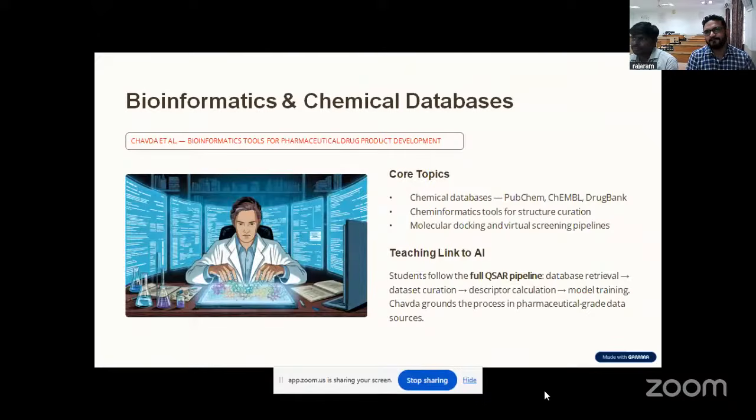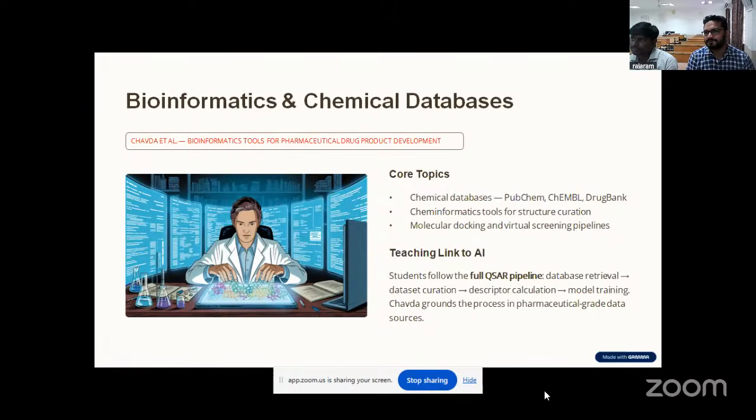Next topic is bioinformatics and chemical databases. I found here the Chavda et al. article. It's a very good article, Bioinformatics tools for pharmaceutical drug product development. It is available online. The core topics they mention are PubChem, chemical data bank and drug bank. Sometimes you can go for the receptor bank, also PDB, molecular docking and virtual screening pipeline.